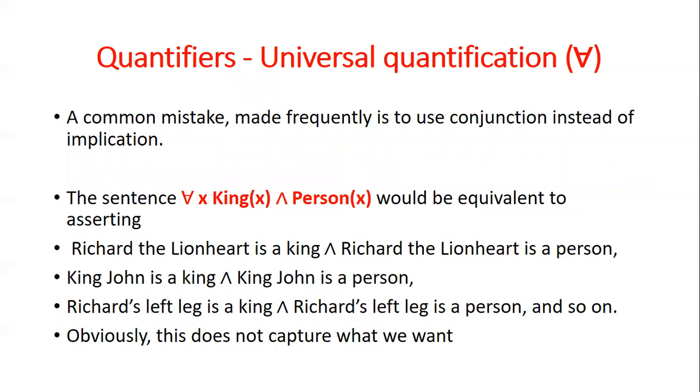So the universal quantifier is very much connected with implication. It is not connected with conjunction. But mostly people make a mistake of using conjunction for universal quantification, which is not correct. So here is an example for that. You should not use conjunction with the universal quantifier.